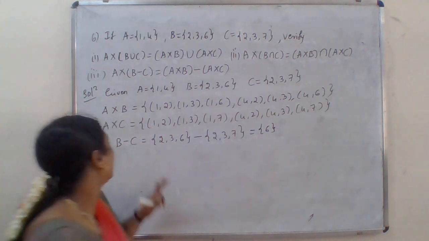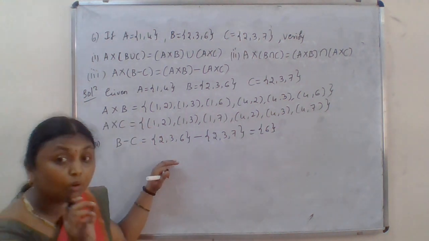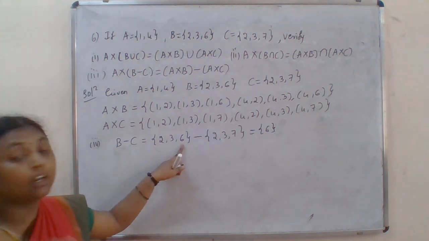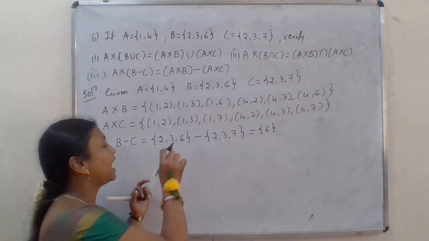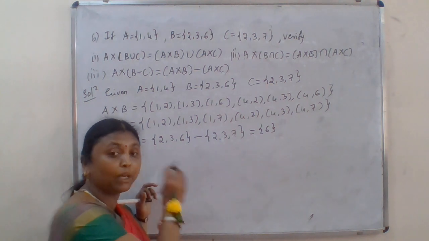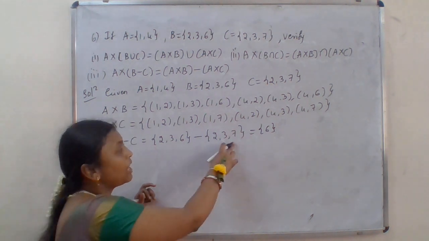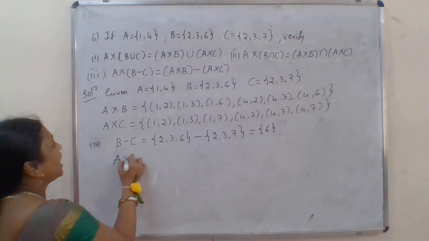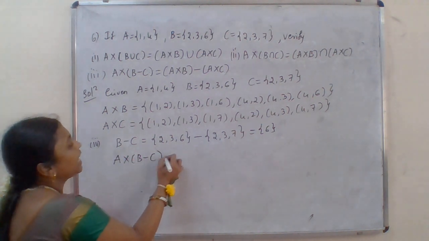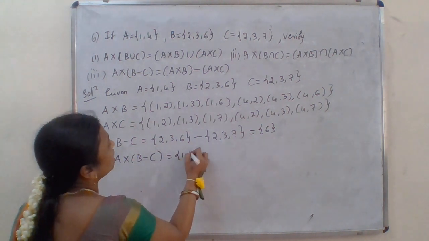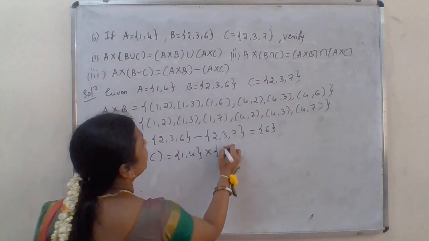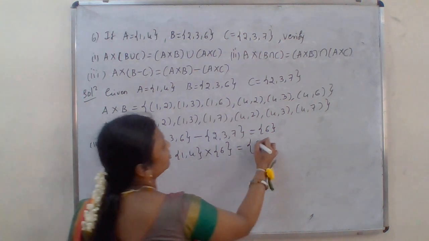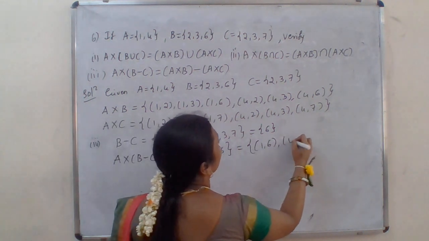Okay. So you should write only elements of B which are not present in C. That means the elements which belong to set B only, but do not belong to set C, that is 6. B minus C. Then A cross B minus C is A, which is 1 4, cross singleton set 6. So it is 1 6, 4 6.